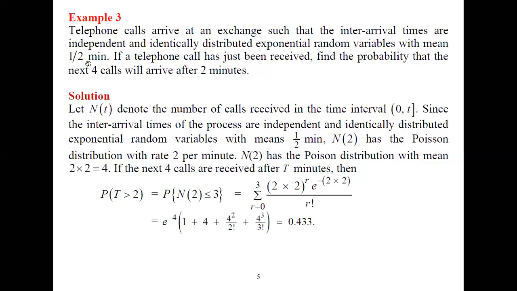Are you okay? Great. So if a telephone call has just been received, find the probability that the next four calls will arrive after 2 minutes. So after 2 minutes, we're expecting 4 calls to occur. For the solution, we let N of T denote the number of calls arriving in the time interval 0 to T. Since the inter-arrival times of the process are independent, identically distributed exponential random variables with mean 1/2, it follows that N of 2. What does it denote?